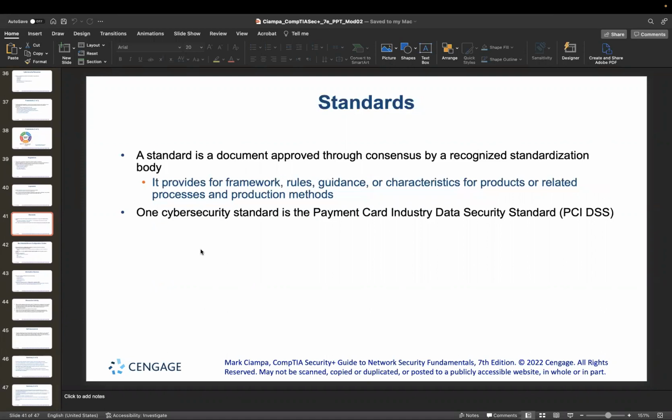When it comes to standards, those are usually documents approved through consensus by the recognized standardization bodies. One example in cybersecurity is PCI DSS, which pertains to credit card payments. One of their controls is you cannot save credit card information. The credit card number is called the PAN, right? So the PAN and date of expiration cannot be kept in the same database at the same time.